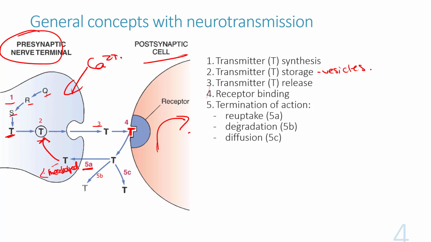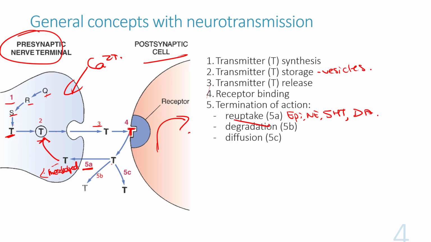And so this is called reuptake, when it basically returns to the nerve terminal that releases it. So an example of some neurotransmitters that undergo reuptake are epinephrine, norepinephrine, 5-HT, and dopamine, right?